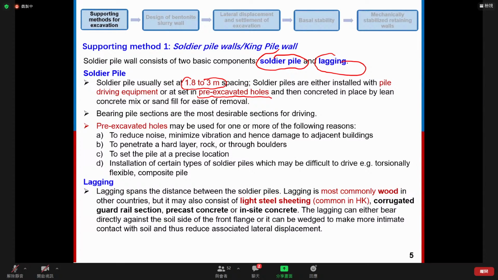So for driving method, we usually use bearing pile section. So what is bearing pile section? Bearing pile section refers to a steel pile which has a section of H shape or I shape. For this kind of pile, we call it bearing pile. Okay.